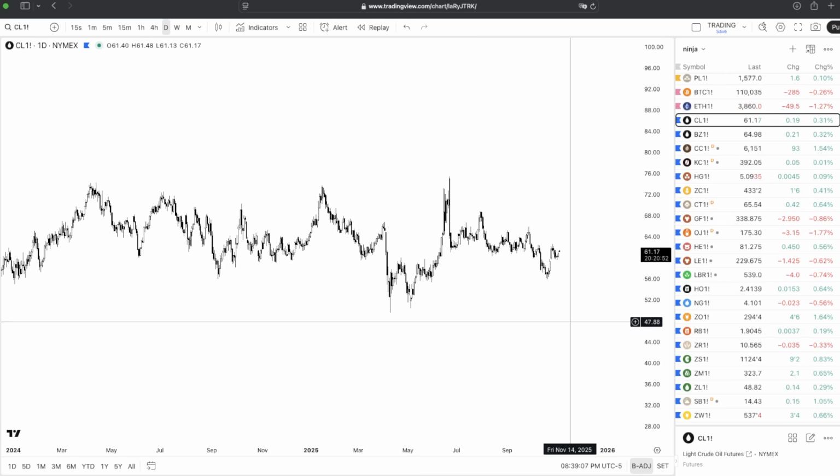And yeah, this is how I mark high time frame levels. Absolutely critical. The single most important thing in my entire trading.